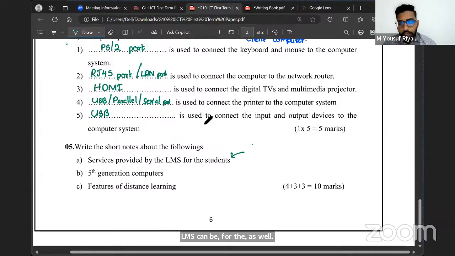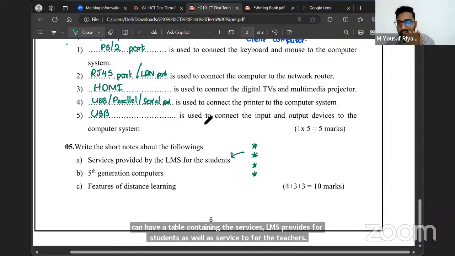Let's say students can access resources, students can join video conferences, students can upload their assignments, and parents can track their children's performance. If you take your tute or a textbook, you have a table containing the services an LMS provides for students as well as the services provided for the teachers. So you can elaborate on that and explain it.